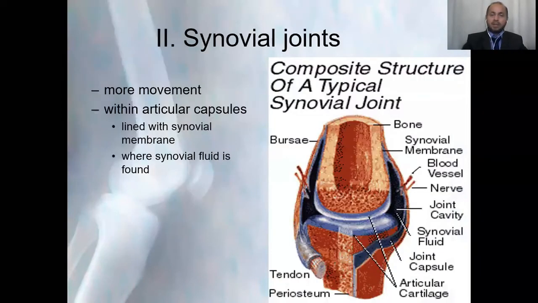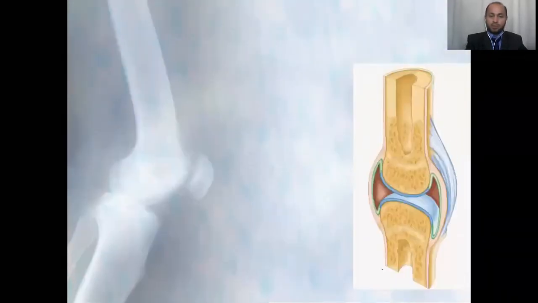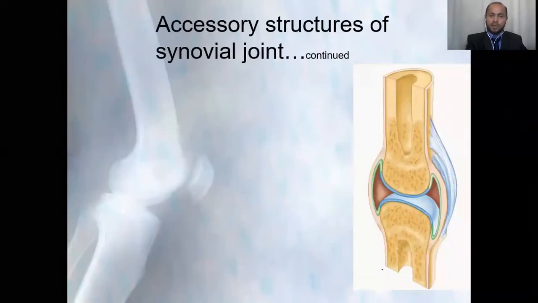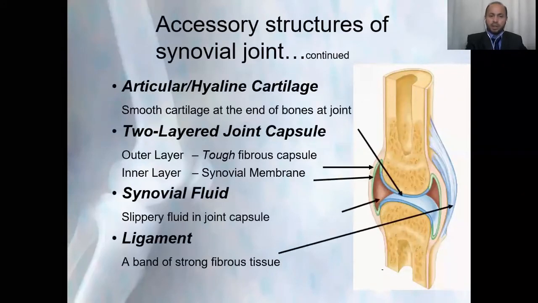These are the structures which are present in the synovial joint. In the synovial membrane, there is a cavity filled with the synovial fluid. Other structures present in the synovial joint are articular bones covered by hyaline cartilage and also the two layers of the joint capsule. The outer layer is tough fibrous tissue, and the inner layer is the synovial membrane. Besides that, the synovial fluid is present inside the synovial membrane. Synovial fluid protects the joint from wear and tear.